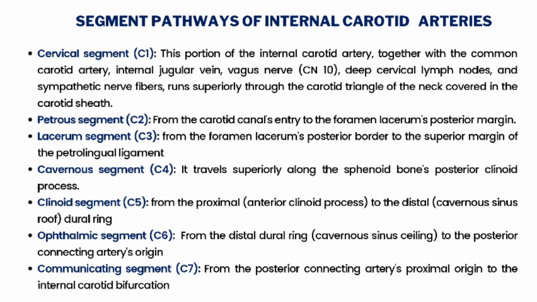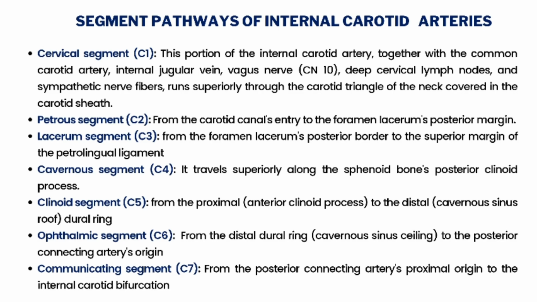Within the cavernous sinus, the internal carotid artery travels superomedially to the abducens nerves and medially to the oculomotor nerve, trochlear nerve, and ophthalmic and maxillary divisions of the trigeminal nerve respectively. The branches include the meningohypophyseal trunk and the inferolateral trunk. Fifth is the clinoid segment. It's from the proximal or anterior clinoid process to the distal or the cavernous sinus roof dural ring.